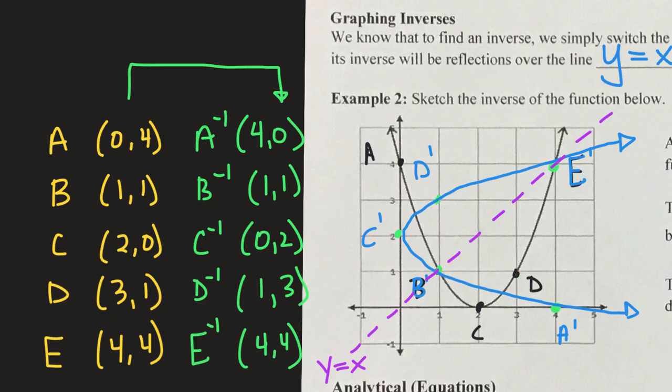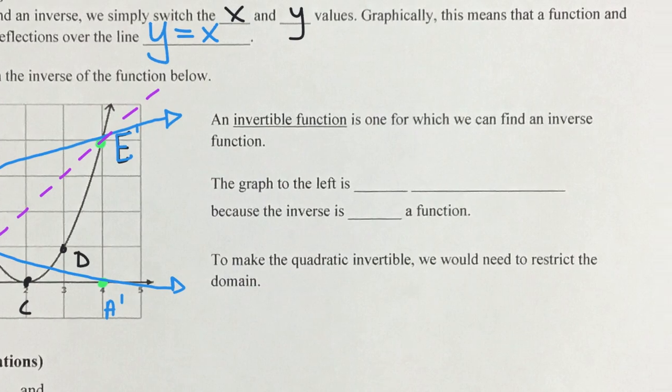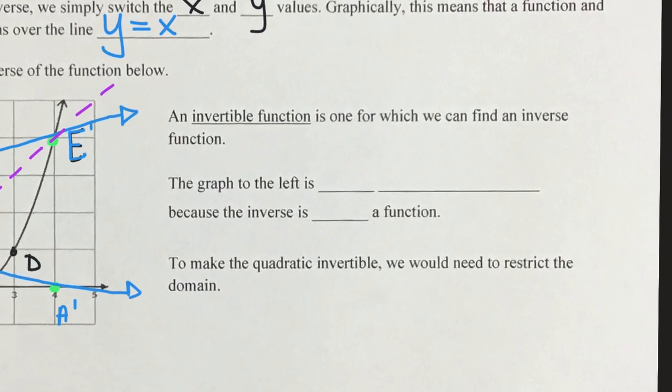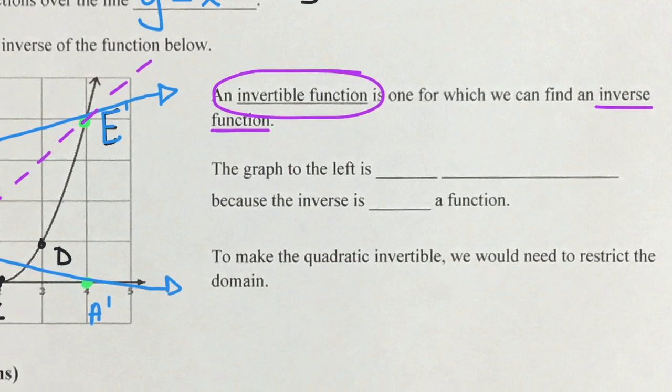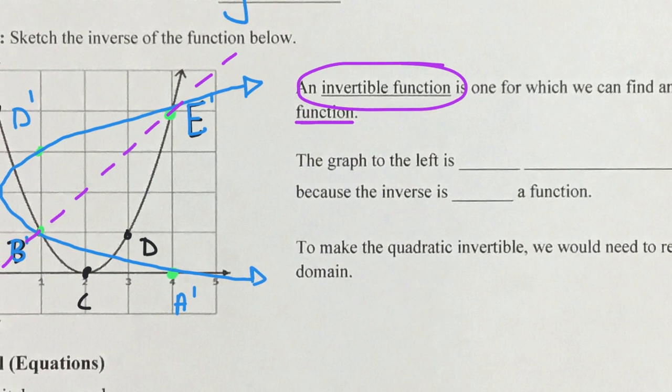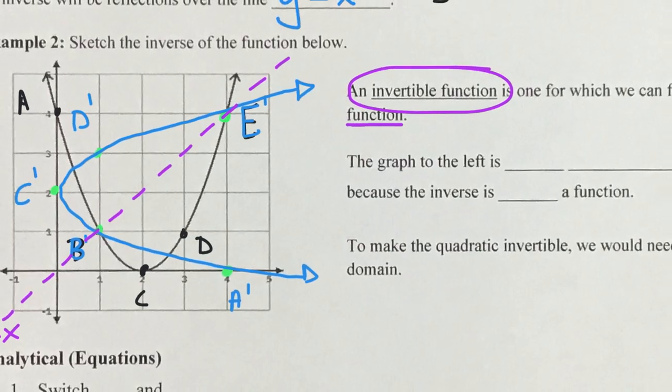So some vocabulary. If your inverse is also a function, then we call it invertible. An invertible function is one for which we can find an inverse function. Now the key is the word function. So is our blue graph a function? And if it's not, how do we tell?